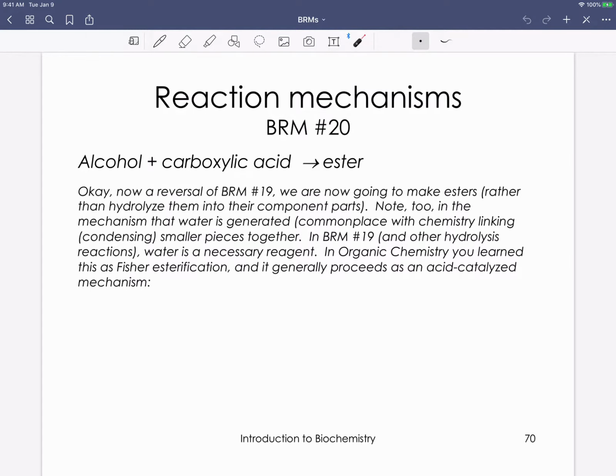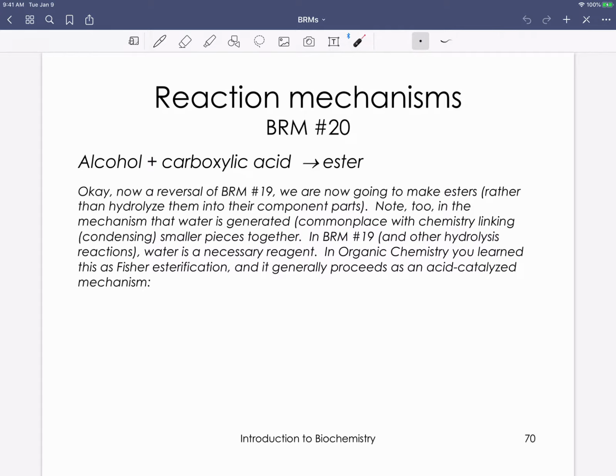So in reaction mechanism 20, we're going to reverse what we saw in reaction mechanism 19, where we were hydrolyzing esters, and now we're going to make them. Again, we're going to see a lot of hydrolysis chemistry when we understand how enzymes work. And this is, again, just a reversal of that hydrolysis chemistry.